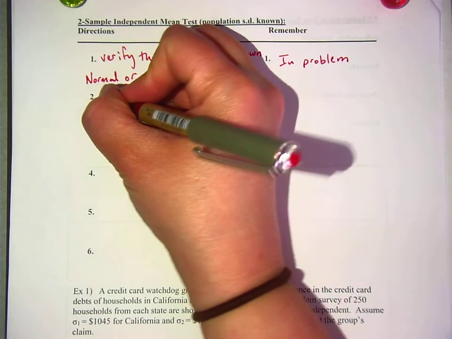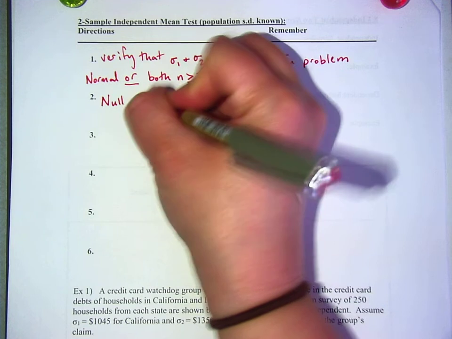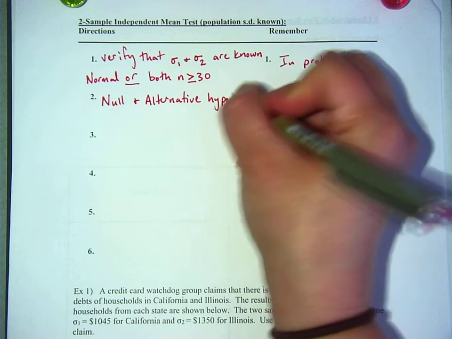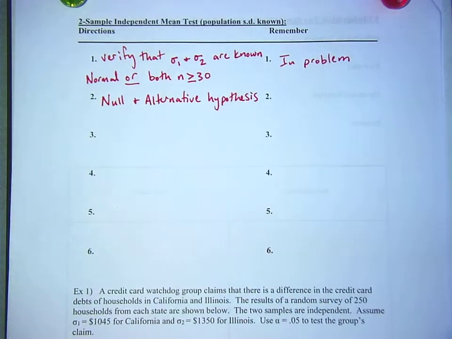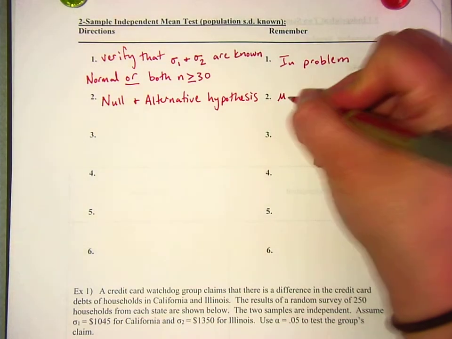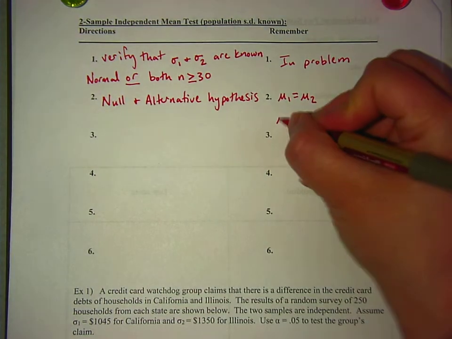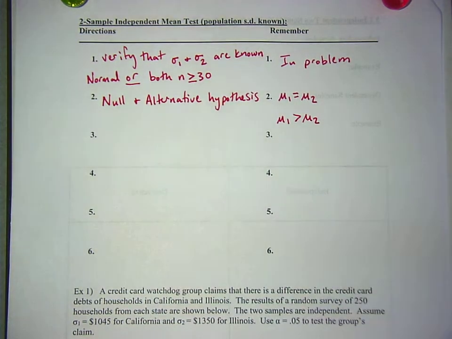All right, number 2 is the null and alternative hypothesis. You guys getting pretty used to this by now? Null and alternative. Now the null and alternative is going to be, this time, you comparing two populations. So you'd say like mu1 is equal to mu2, or mu1 is greater than mu2, or something like that.